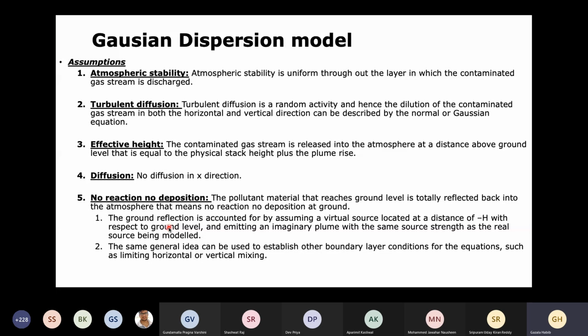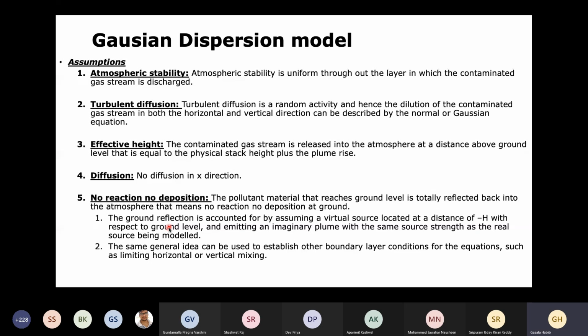Effective height: the contaminated gas stream is released into the atmosphere at a distance above the ground, and we take the effective height as equal to the physical height of the stack plus plume rise, which is the effective height of the plume. Diffusion. This Gaussian plume model assumes that there is no diffusion in the x direction. So whatever concentration change there is, following the normal distribution, is only in the y and z directions. Okay, diffusion is not there.